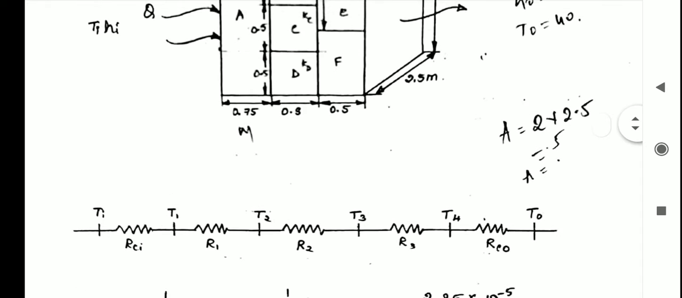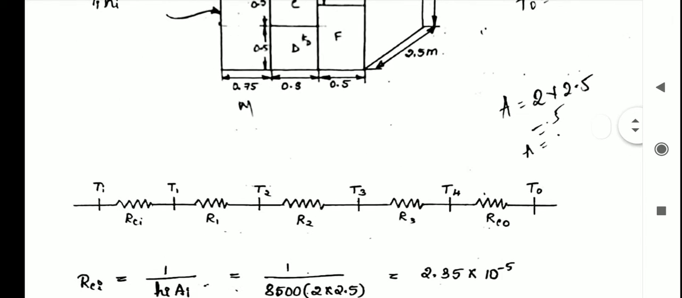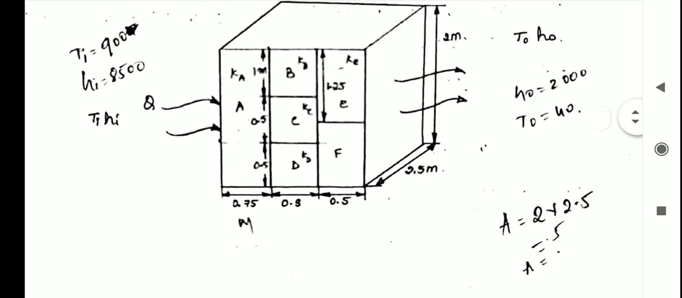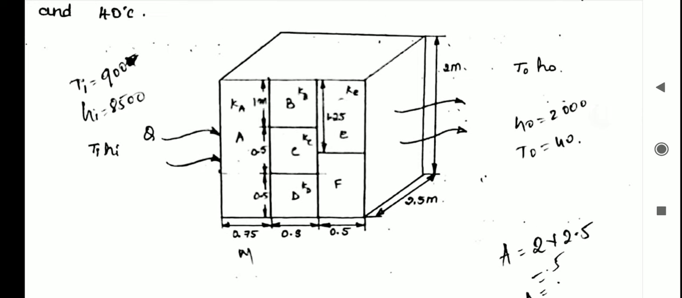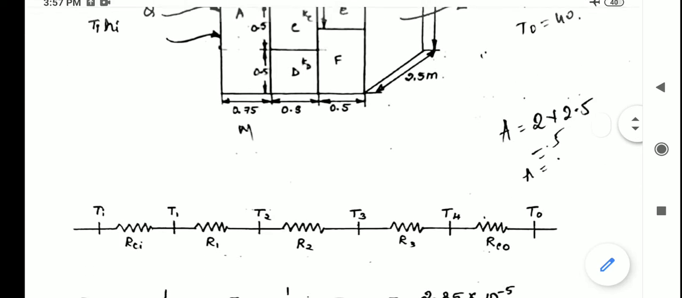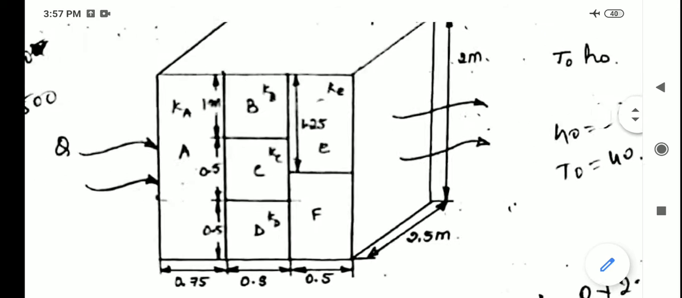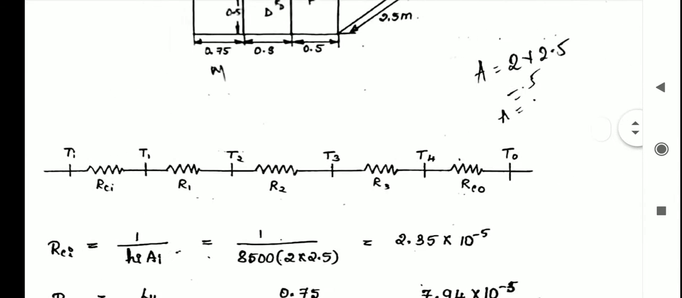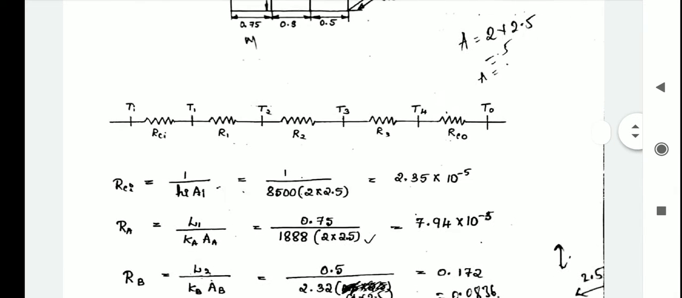The first term is convection, so R_Ci is equal to 1 divided by hA. So h is 8500, and the area is the entire area, that is 2.5 into 2, length into breadth. So 2.5 into 2, you will get 2.35 into 10 raised to minus 5 degree Celsius per watt.